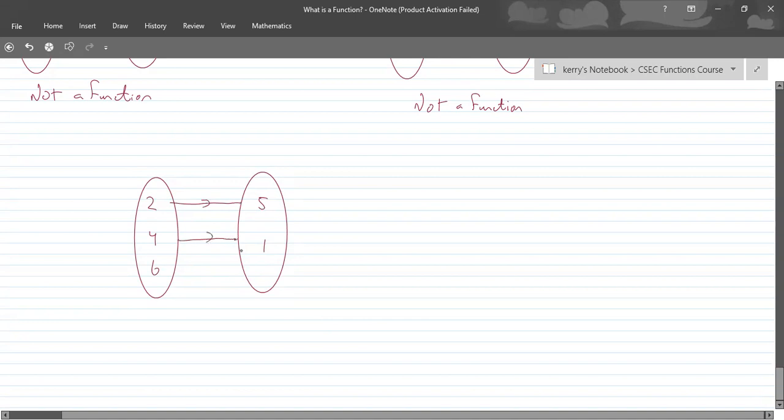Feel free to pause the video, scroll back up. You can see the definition. Actually, I'm going to write the definition here. You can probably remember it. The definition of a function is that each input value must have only one output value. So is this a function? This 2 is mapped onto 5, and this 4 is mapped onto 1. But this 6, which is an input value, is not mapped onto anything. So this here is not a function.